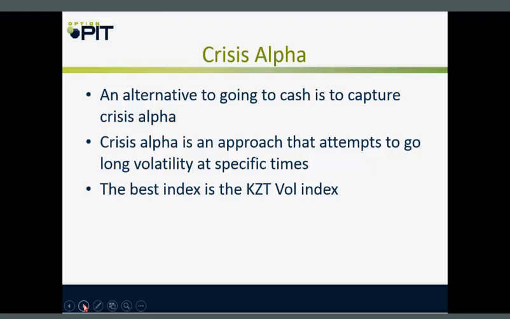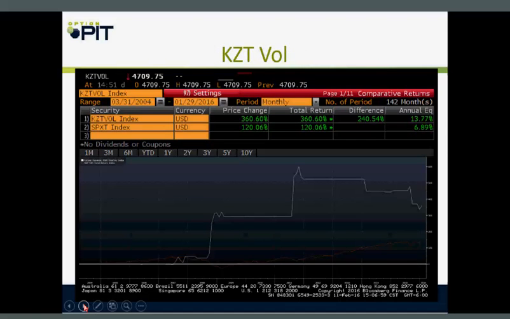Now, finally, let's talk about crisis alpha. An alternative to going to cash in a major market. All right. Crisis alpha is an approach that attempts to go long volatility at specific times. And the index that I look at to go long volatility is called KZT. On Bloomberg, you can look up, you guys don't have a Bloomberg, I know, but you can pull it up, the KZT Vol Index.